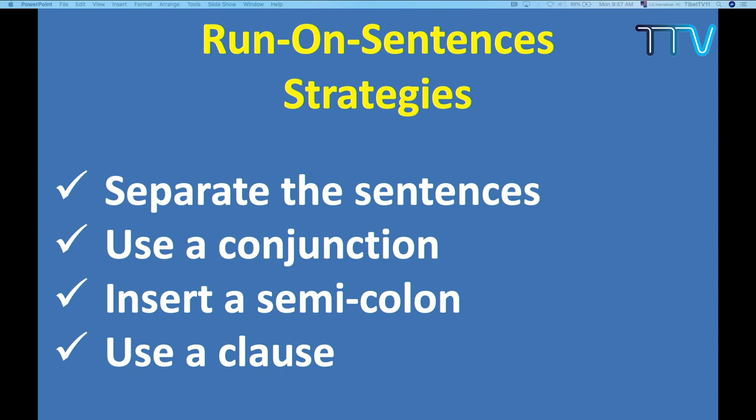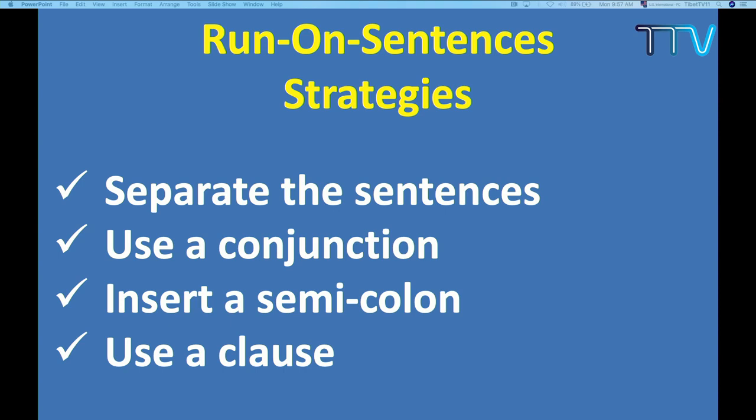And the third one is insert a semicolon. You can use a semicolon because whenever you use a semicolon, the two sentences should be totally independent. If you use a dependent sentence, then you cannot use a semicolon. We use a semicolon if it makes complete sense. And last but not the least, we can use a clause by adding some clause, and then we can correct that run-on sentence error.